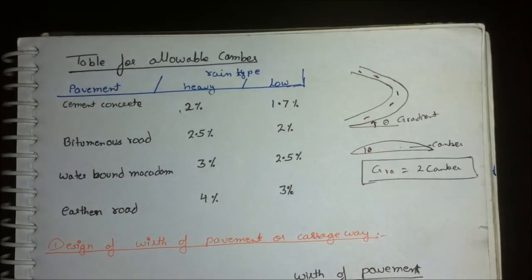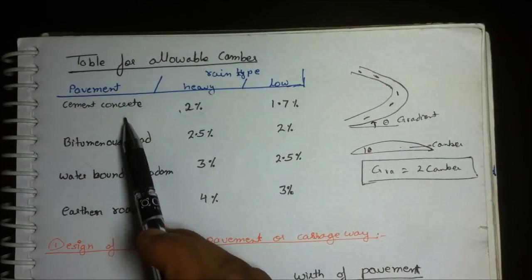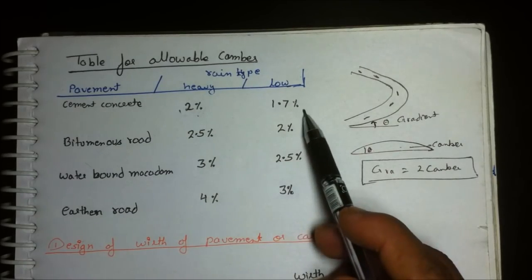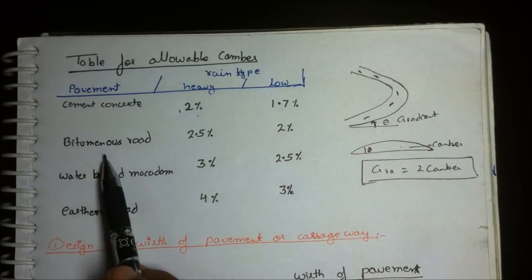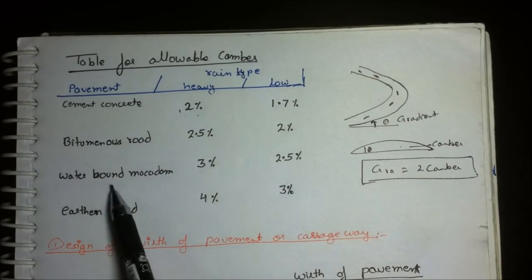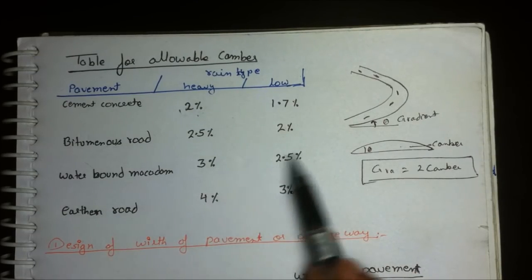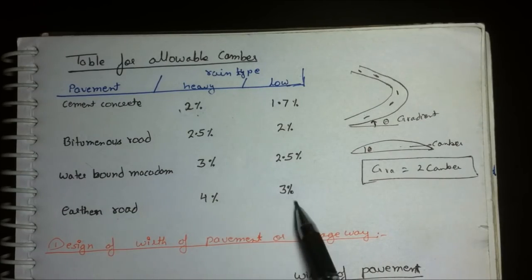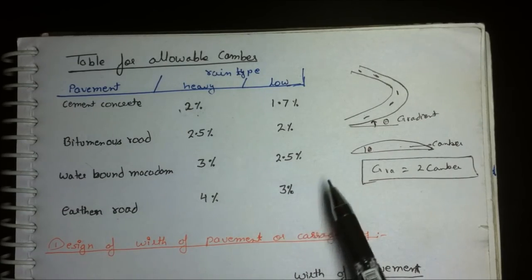Now coming up to the allowable camber, for cement concrete pavement, for heavy rain, 2% camber is provided. For low rain, 1.7% camber is provided. In a bituminous road, for heavy rain, 2.5% and 2% for low. Waterbound macadam, 3% for heavy and 2.5% for low. In earthen roads, 4% for heavy rain and 3% for low rainfall.